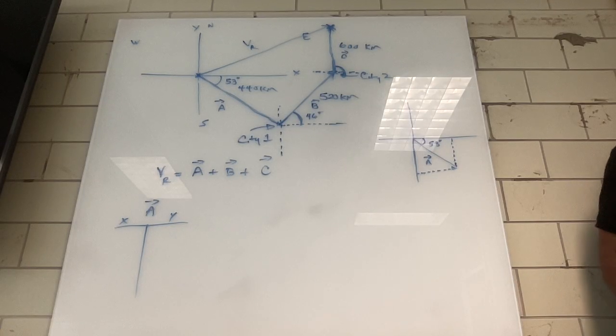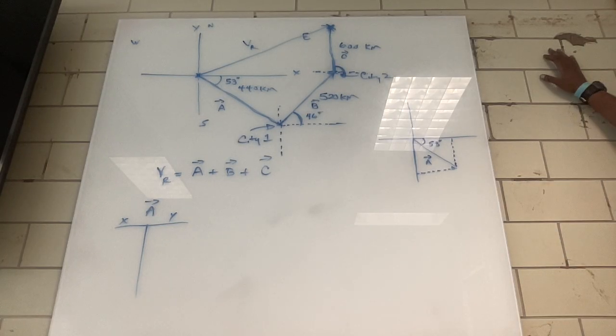Got it? For the X, you do 440 times cosine. You sound like you're guessing, though. Why are you guessing that? That was right, but why?